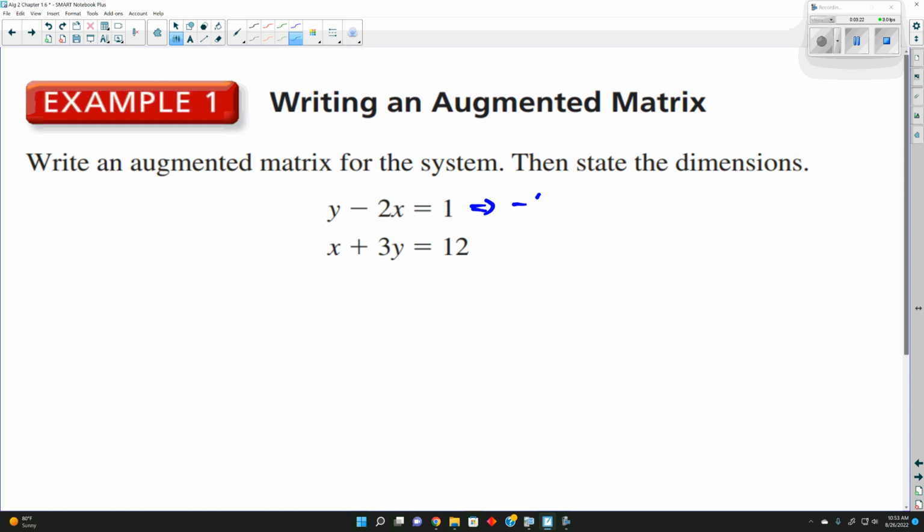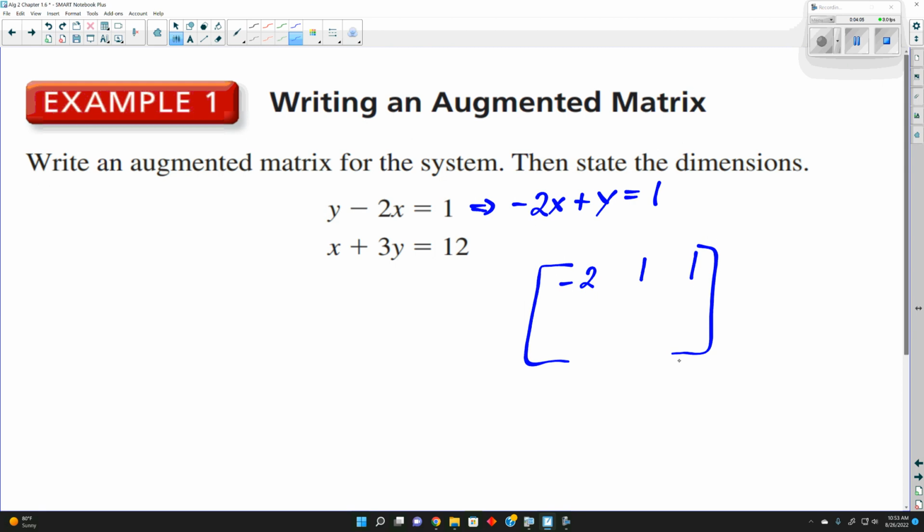Almost. It would be negative 2x plus y is equal to 1, because that negative, that subtraction, is attached to that 2. So when we move it to the front, it would be minus 2x plus y equals 1. Questions on this here? Now, if we write this matrix, we start with the number in front of x first, which is negative 2. The number in front of y is 1, and it's equal to 1. So that's the first row of this augmented matrix.